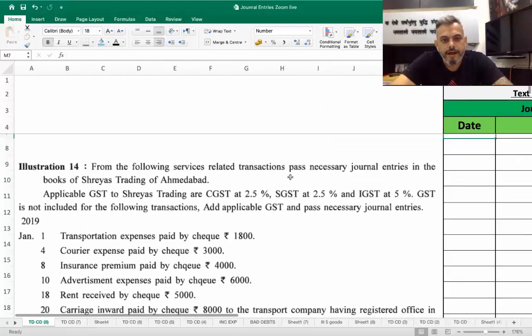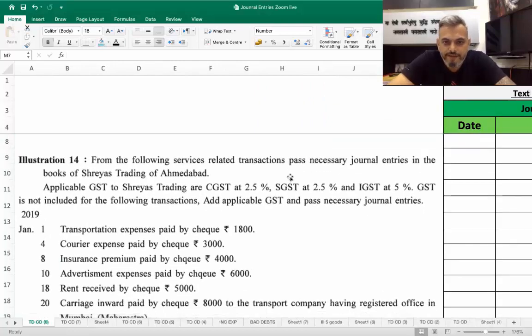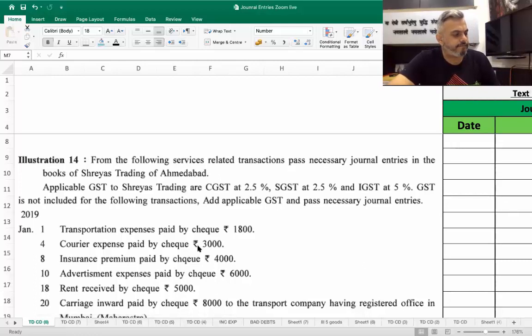Okay. Now applicable GST to Shreyas Trading are CGST 2.5%, SGST 2.5% and IGST 5%. GST is not included for the following transaction. Add applicable GST and pass necessary journal entries. So first, January 1, transportation expense paid by check 1800.